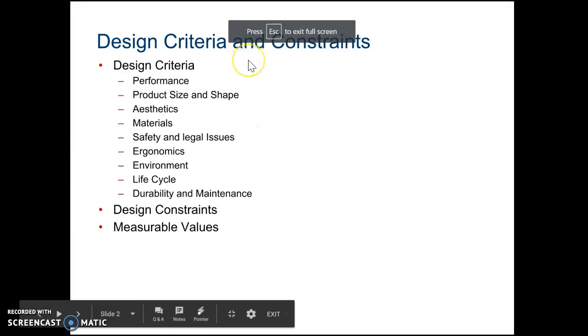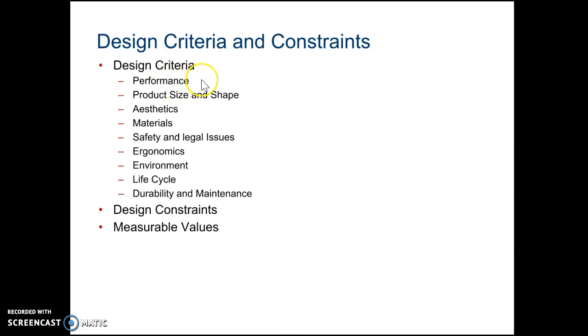these are things we might need to consider when we're thinking about what the solution should look like. Does the performance of it matter, or is it just important to look a certain way? Does the size and shape of the solution matter? Aesthetics, is how it looks important? The materials, can it only be made of certain materials, or are the materials going to be part of the criteria? Are there safety and legal issues? Ergonomics, is it easy for a human being to use? Does it conform to the body's shape or the way that we work?